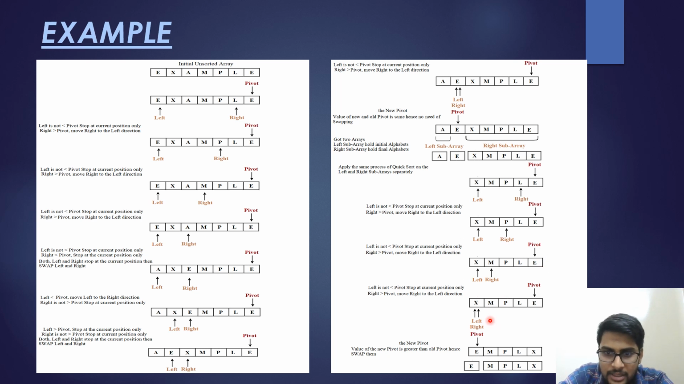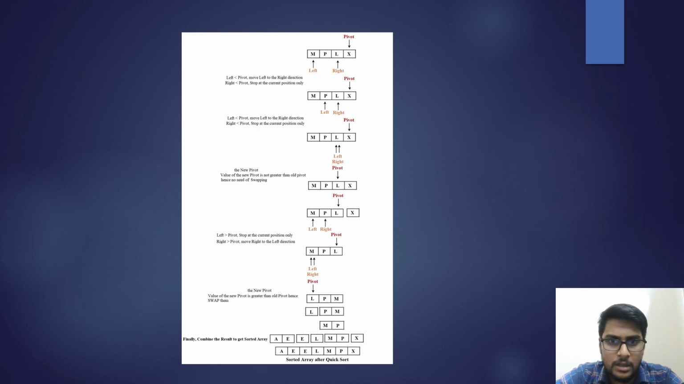When both are at the same position, the left and right element in the current position will get swapped with the pivot element. Like X is the left and right element, both will be at the same position. So the pivot element will get swapped with the X element, E. Next, after the swapping, E will go to the left subarray, and X will become the new pivot element.